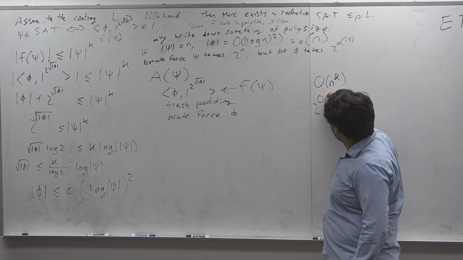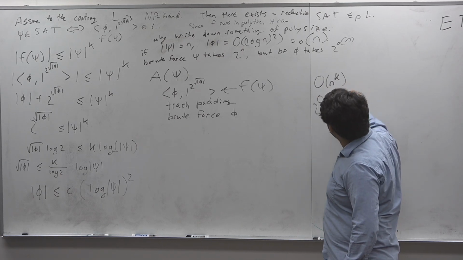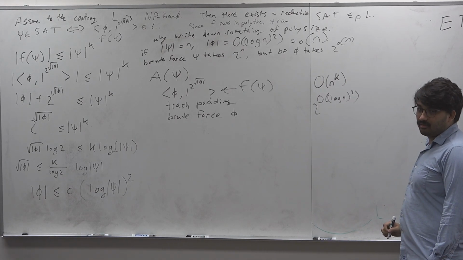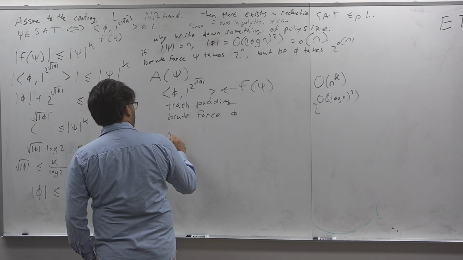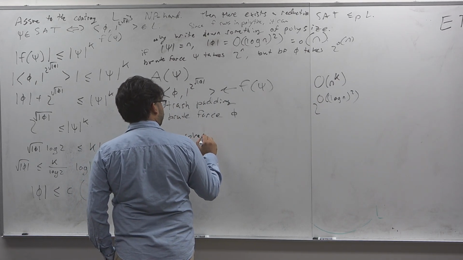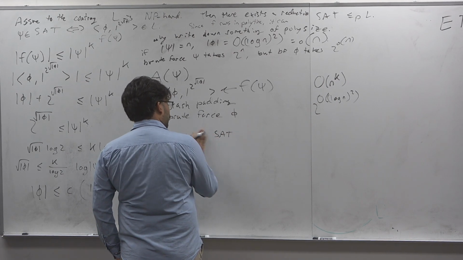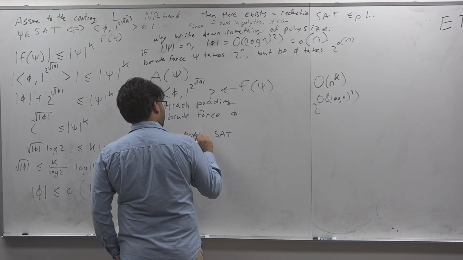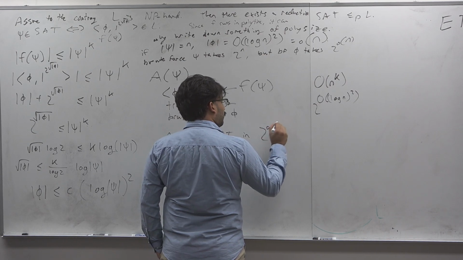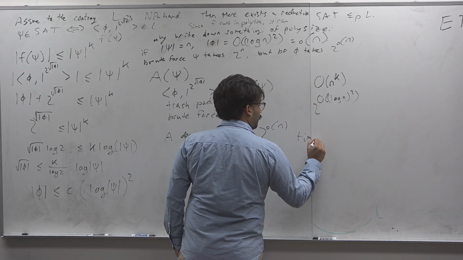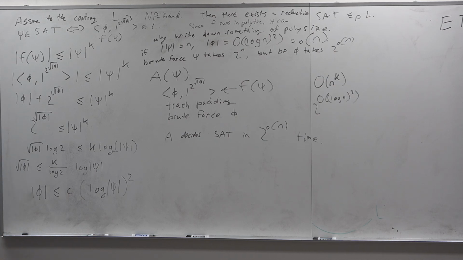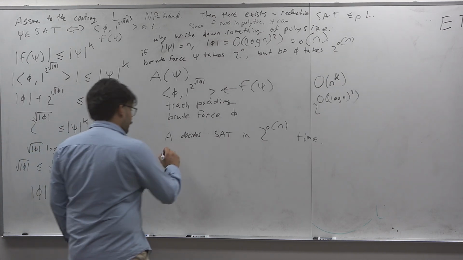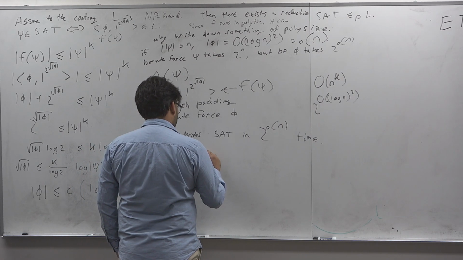Two to the O of log of n squared, right? So this whole algorithm decides SAT in 2 to the little o of n time. What's the problem with that? Too fast. Yeah, it violates our exponential time hypothesis.